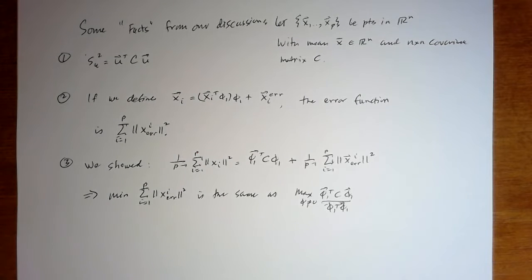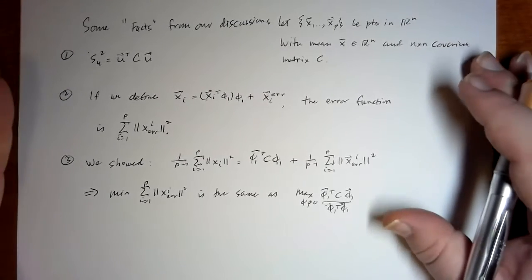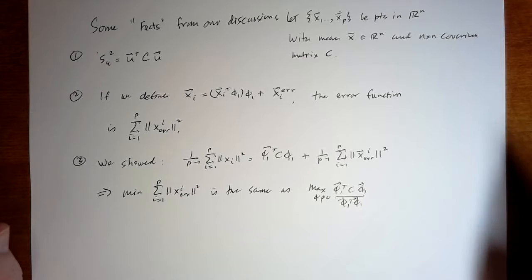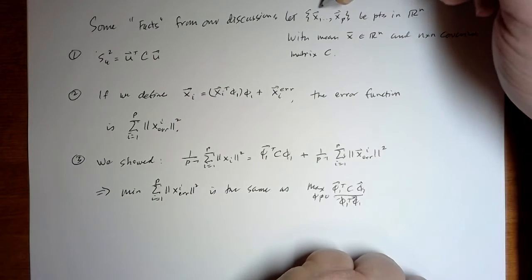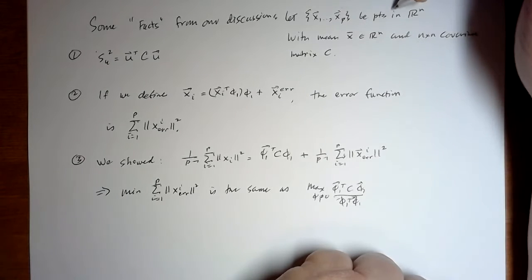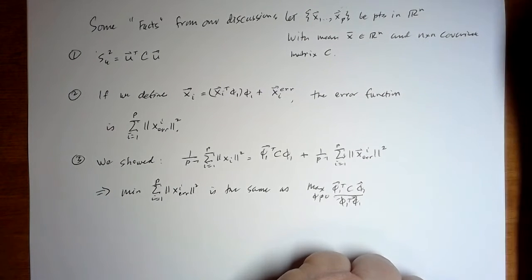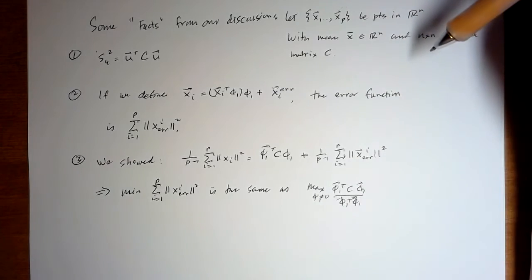Okay, actually, I thought I was done with the last video, but I thought maybe I should summarize some of the things that we've talked about, just to be sure that it's clear, the important points that we've been discussing. So, like before, x1 through xp will be p points in Rn. We'll assume that the mean is x bar, which is also in Rn, and that we also have the n by n covariance matrix C.